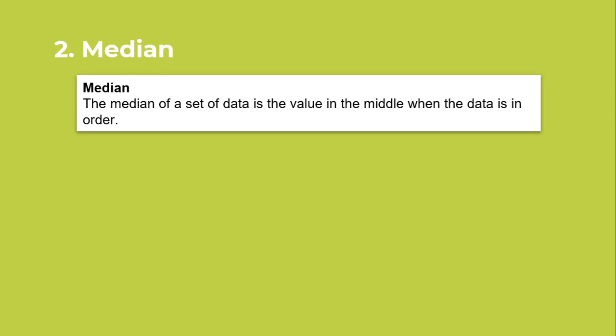Next, median. So the median of a set of data is the value in the middle when the data is in order. Sometimes the mean is not a good measure. When does that happen? For example, your mean is like a seesaw, the kind of weight that is at the center.